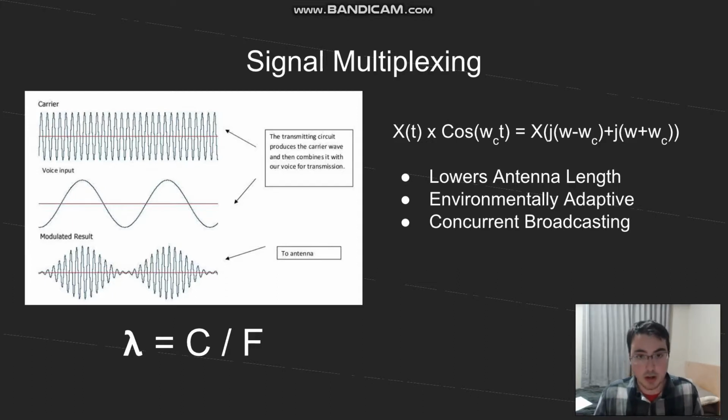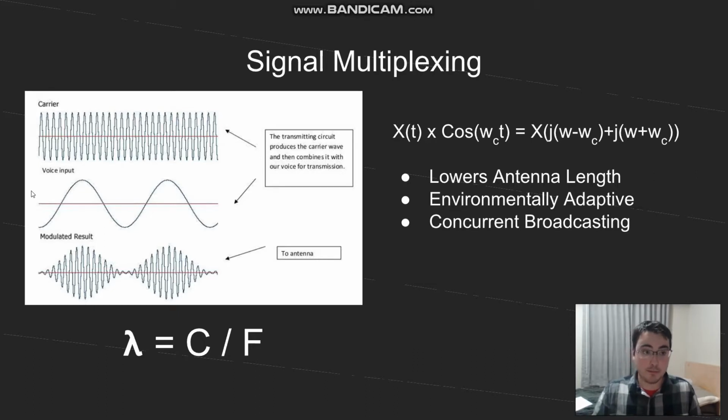For example, human voice is generated anywhere between 300 hertz and about maybe 6 kilohertz. So if we were to take a stable 3 kilohertz input and try to transmit that over the air, we would need an antenna somewhere on the order of 100,000 meters long, which is very, very impractical. So instead, what we do is we combine this voice input with a carrier frequency that has a much higher frequency than the voice input otherwise would have.